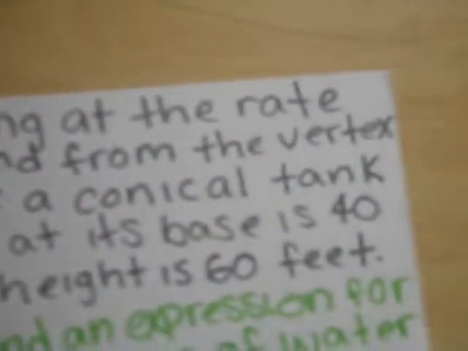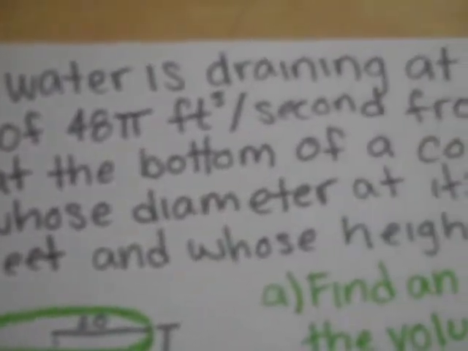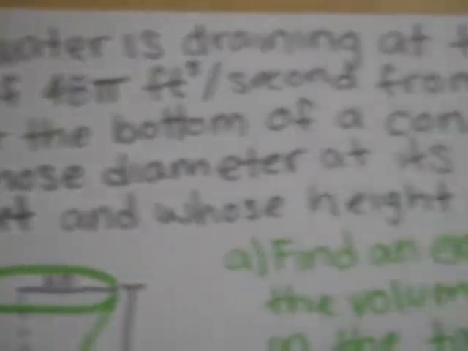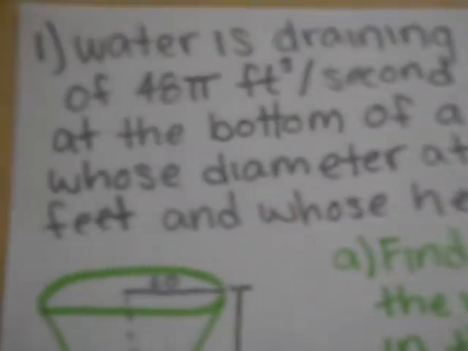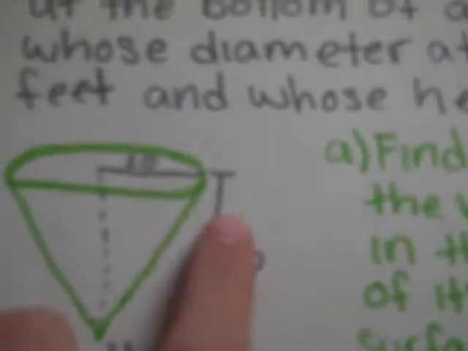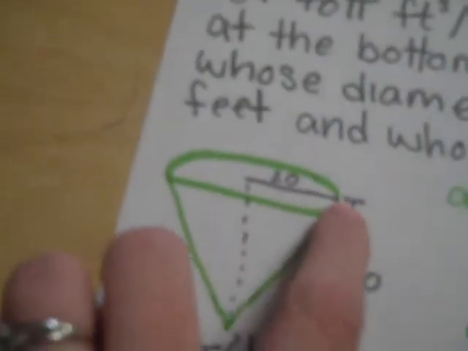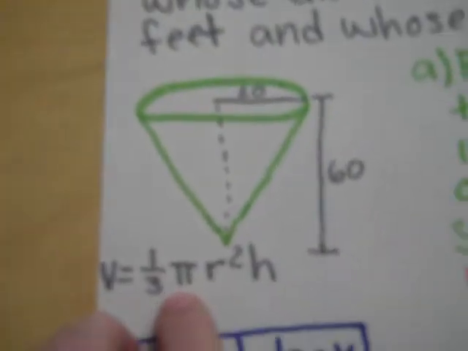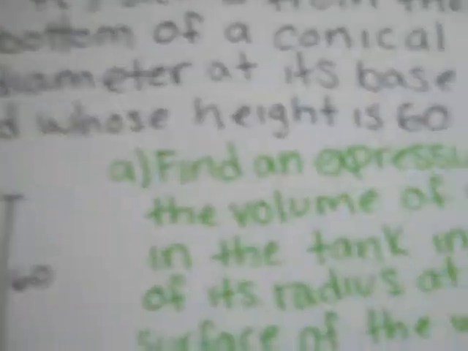Water is draining at the rate of 48π feet cubed per second from the vertex at the bottom of a conical tank, whose diameter at its base is 40 feet and whose height is 60 feet. 40 feet across means a radius of 20, and 60 feet height. V equals 1/3 π r squared times h is the equation for a conical tank.